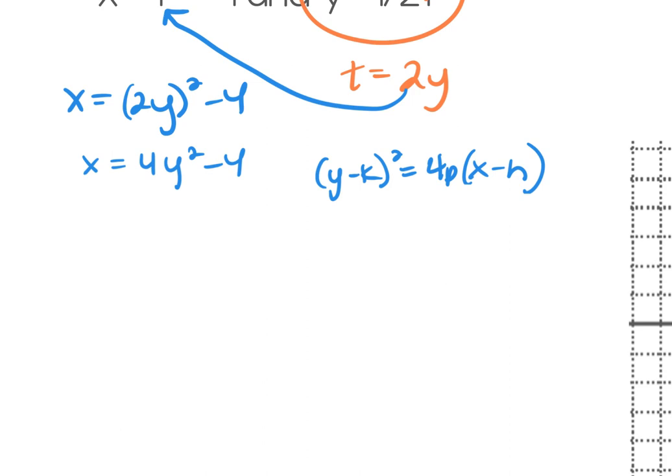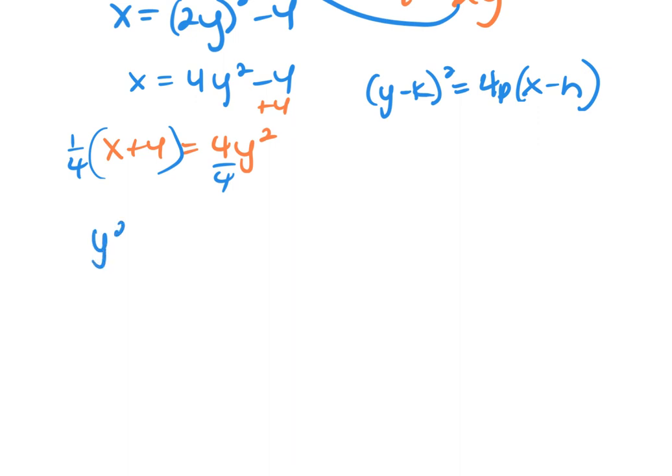So to do that, the y squared can't have a 4 on it, okay? Which means I would add this 4. So x plus 4 would equal 4y squared. And then I would divide by 4 or multiply by a 4th. And this is standard form of a parabola. Again, we will get more into that tomorrow.